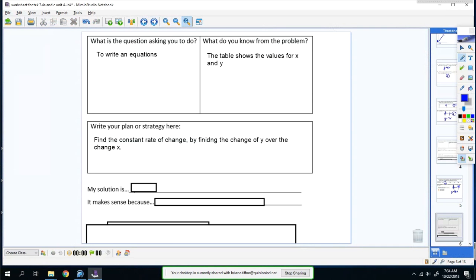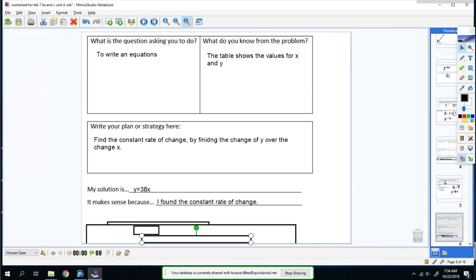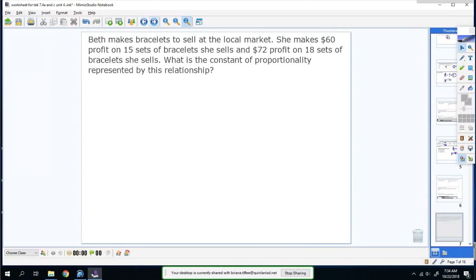So then your solution would be, my solution is y equals 38x. It makes sense because I found the constant rate of change.